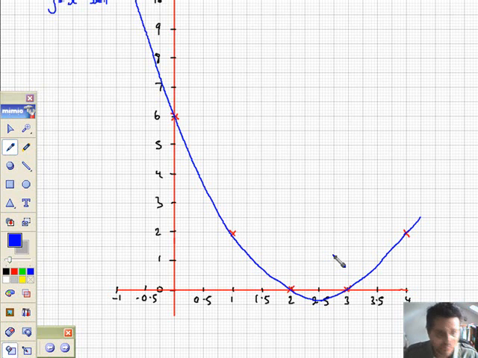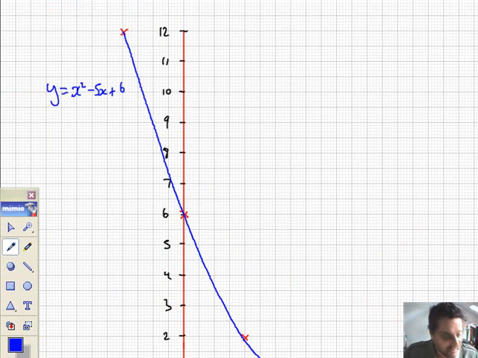Then it says, use your graph, there it is on the screen, use your graph to solve the following equations and give your answers correct to 2dp. Well, we'll try, but it's very hard to read 2dp off a standard piece of graph paper.